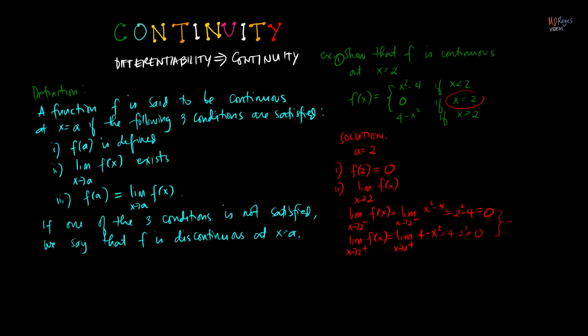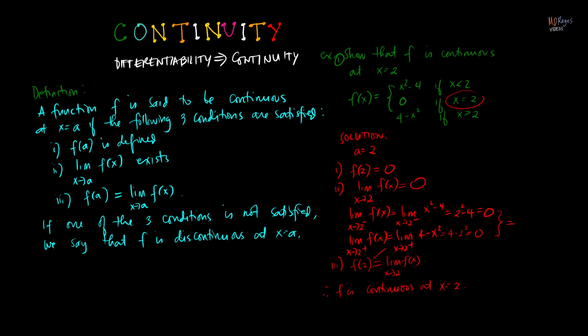Since these two are equal to 0, we say that the limit of f of x as x approaches 2 exists and is also equal to 0. Now we are able to satisfy the third condition because, as we have shown, f of 2 is equal to 0 and the limit of f of x as x approaches 2 is equal to the same number. Therefore, we have satisfied the third condition. Our conclusion is that f is continuous at x equals 2.